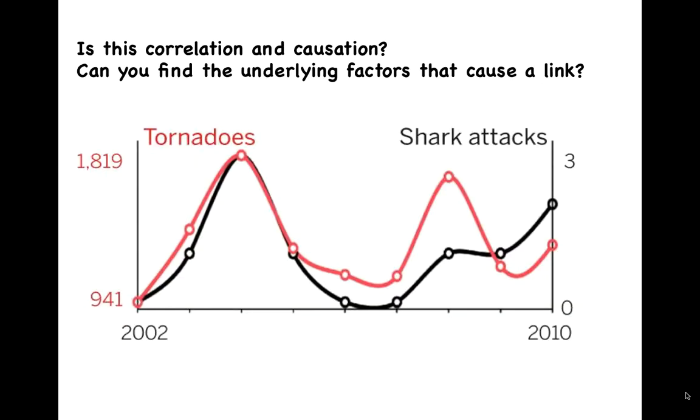And if you want to discuss correlation and causation further, here's one more graph for you to have a look at. Can you find the underlying factors that cause a link between tornadoes and the number of shark attacks?